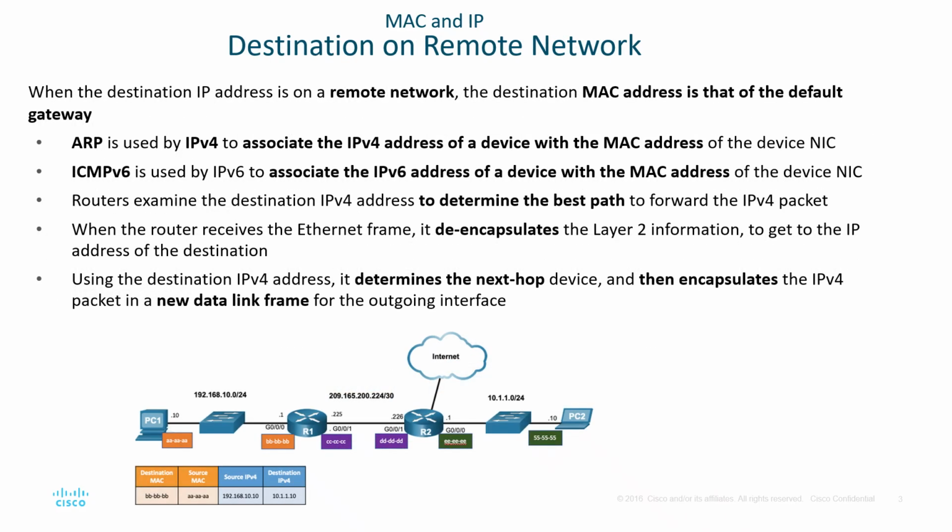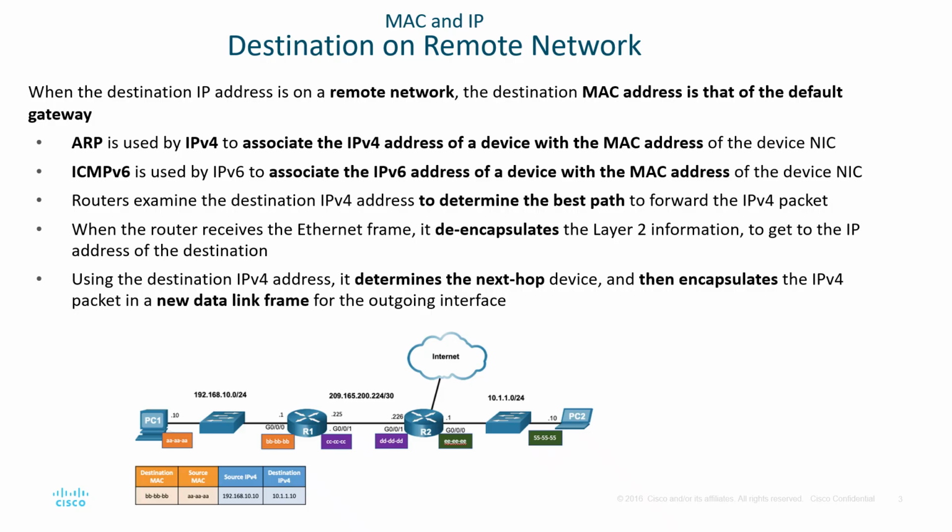But when the destination IP address is on a remote network, the destination MAC address is that of the default gateway. So ARP is used by IPv4 to associate the IP address of a device with the MAC address of the device NIC. With ICMPv6, this is what IPv6 will use to do the same process. So it's going to associate an IPv6 address of a device with the MAC address of the device NIC.